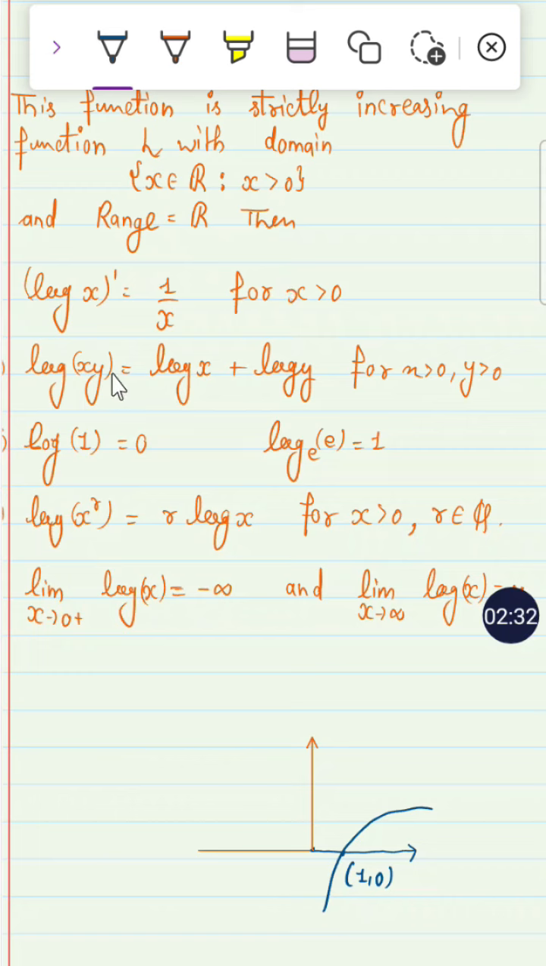Log of xy is equal to log of x plus log of y for all x and y greater than 0. Okay. Now what is the value of log of 1? It is always equal to 0, and the logarithm of e at the base e gives you 1. Log of x power r gives you r log of x for x greater than 0 and r in rational numbers, right?